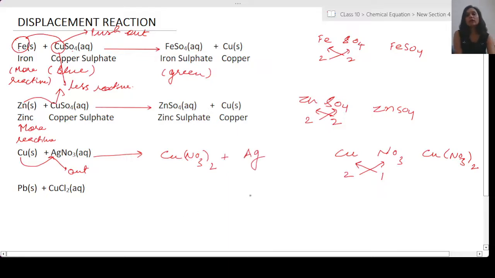How can you balance it? Simply write 2 in front of Ag, so it is 2Ag. NO3 is 2 here, and here also NO3 is 2.